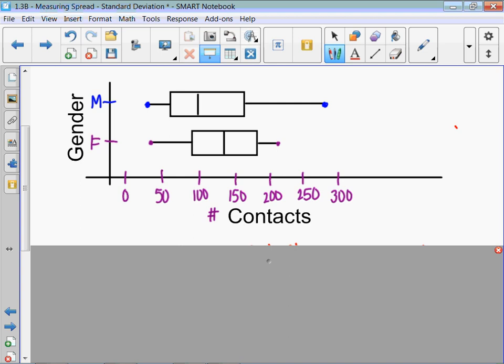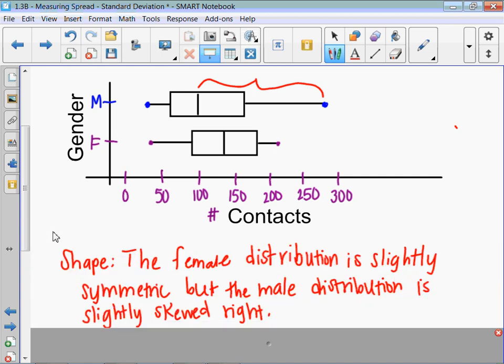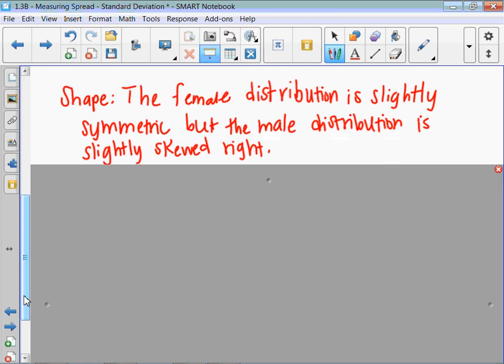So if you remember from yesterday, let's go, Jordan. What do you think the male shape would be in this one? Very good. We have a longer distance from here to here. So the male distribution is skewed right. And Mitchell, what do you think for the female distribution? Yeah, I would go with roughly symmetric. However, if you said skewed left, I'd take that too. I would go either way. And so we compare.